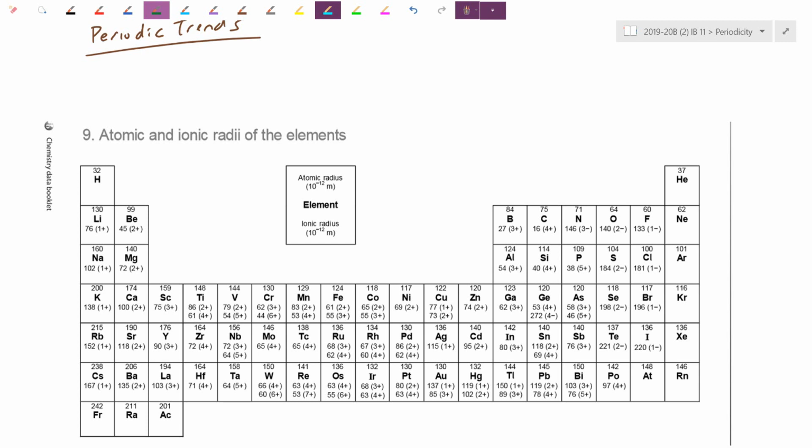We're going to look at the first trend, which is just metallic character, whether things are metals or non-metals. We're going to get to the radius and ionization energy. We'll see if we get to electronegativity.